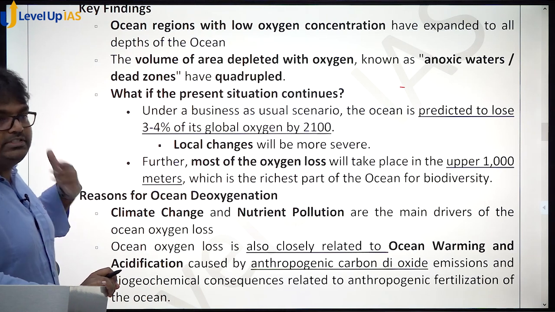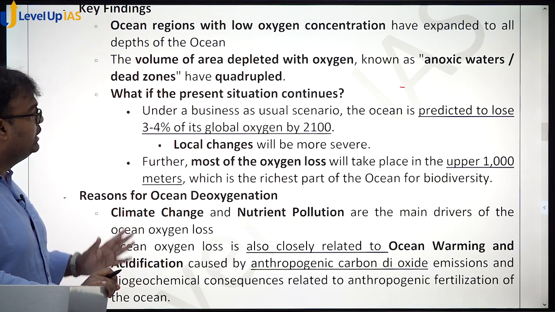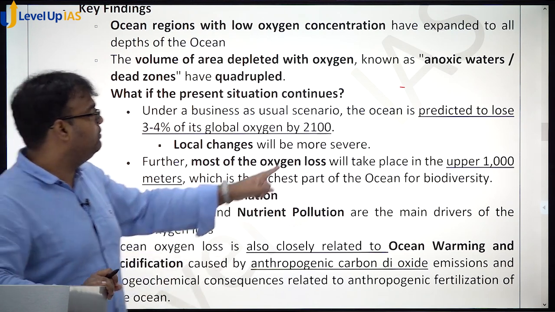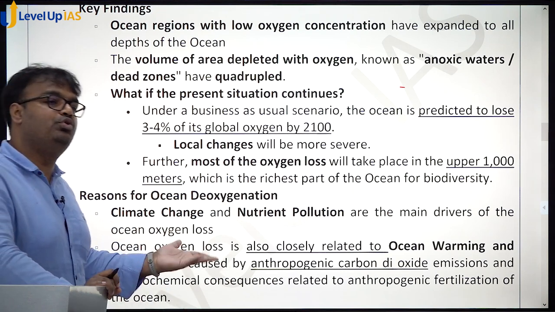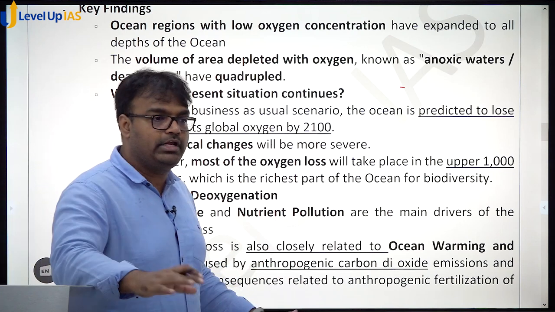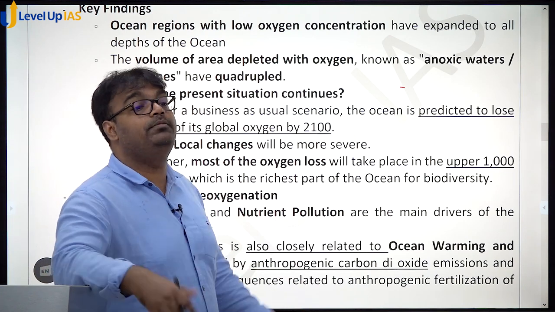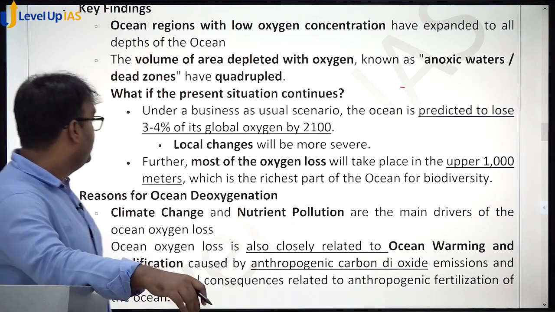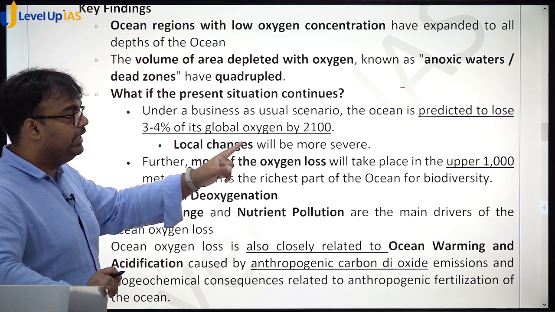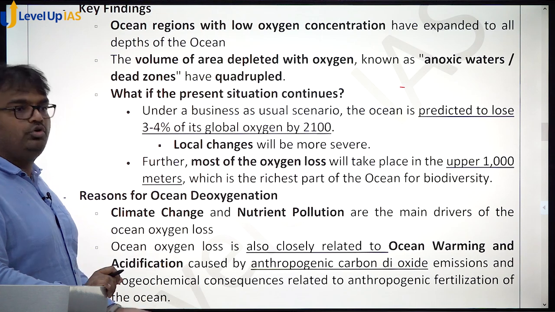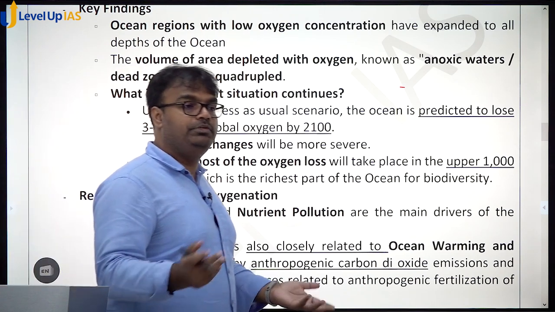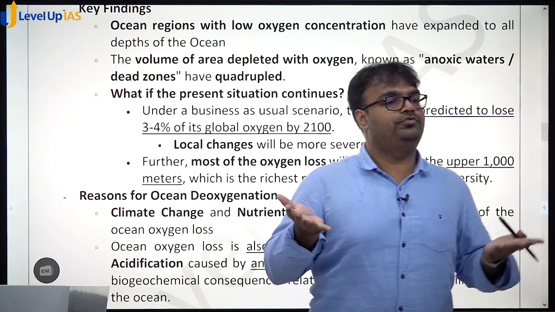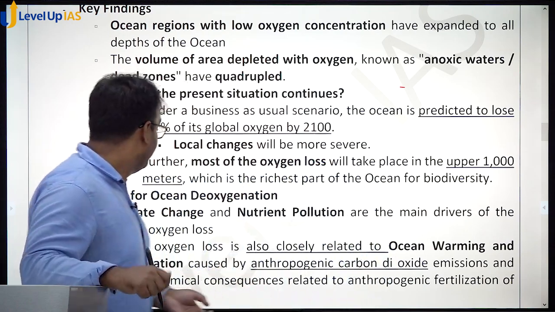What if the present rate of deoxygenation continues? Then oceans are expected to lose 3-4% of their oxygen by 2100. Local changes may be more severe. Ocean may lose 3-4% on average, but locally there would be places which will lose 100% of their oxygen, not being left with any oxygen at all. Most of the oxygen loss will take place in the upper region of the ocean, the top 1000 meters. It is this top 1000 meters which is able to get sunlight, and thus most of the life is here. So when most of the oxygen would be lost from here, life would be difficult here.